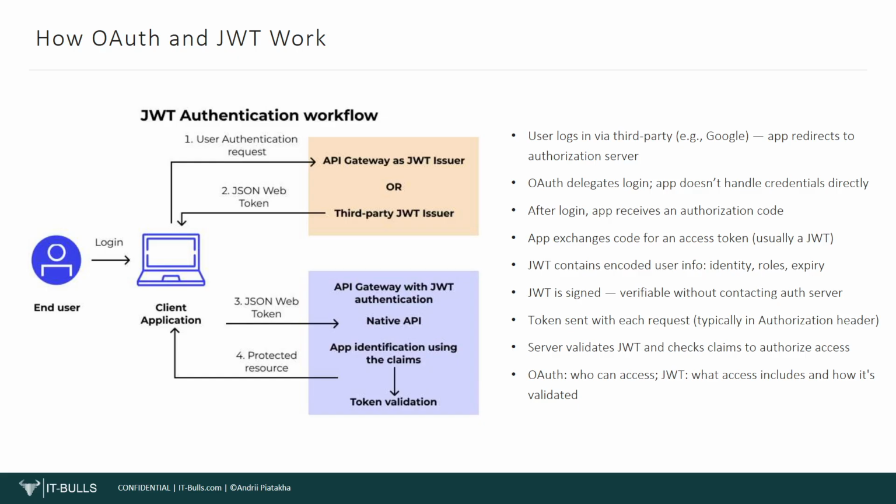Every time the user makes a request to a secured endpoint, the application sends this JWT along, usually in the authorization header. The server then verifies the signature and reads the token's claims to determine if the request should be allowed. So to summarize the flow, OAuth handles who gets access, while JWT handles what that access includes and how it's verified. Together, they allow for secure, decentralized authentication and authorization across modern web and mobile systems.